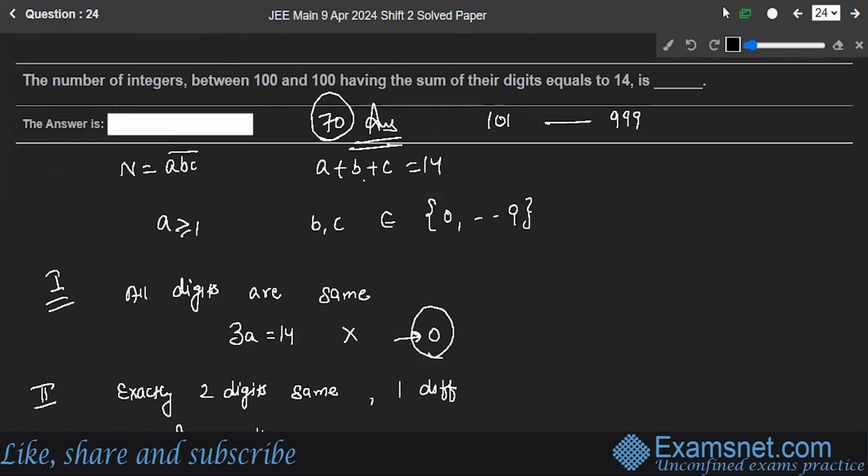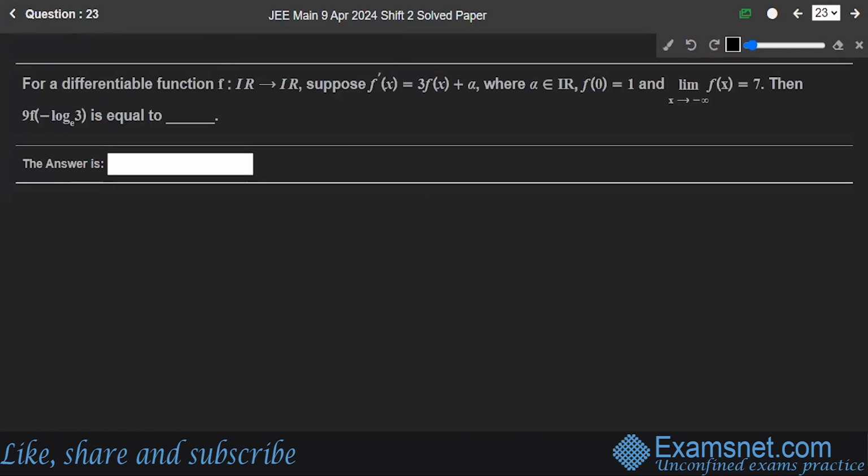Let's move to the next question. Question number 23. For a differentiable function f from real to real numbers, suppose f dash x is given by this, where a belongs to the real numbers, f of 0 is equal to 1, and the limit of x approaching minus infinity f of x is equal to 7, then what is this value equal to? All right, let's go.